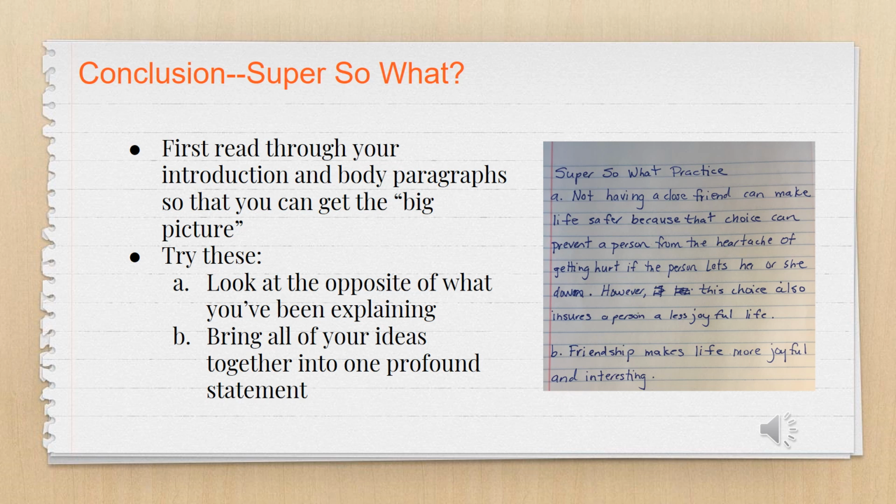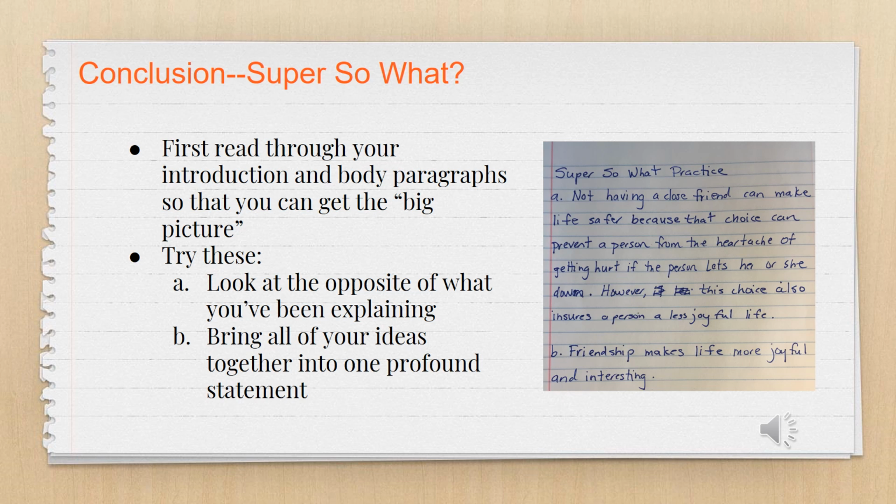Now that you have read through your essay, ask yourself, what am I saying about my topic? One way to answer that is to look at the opposite of what you said and then refute or argue against it. The writer of the friendship essay does just that in option A. Not having a close friend can make life safer because that choice can prevent a person from the heartache of getting hurt if the person lets he or she down. However, this choice also ensures a person a less joyful life.